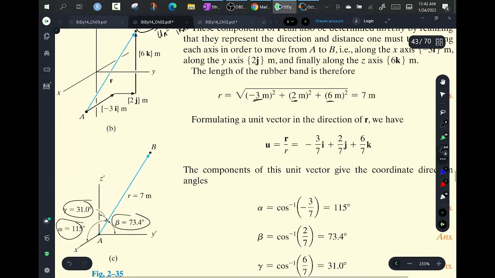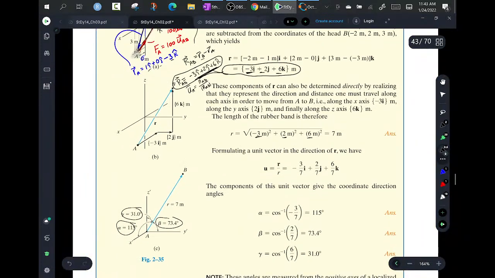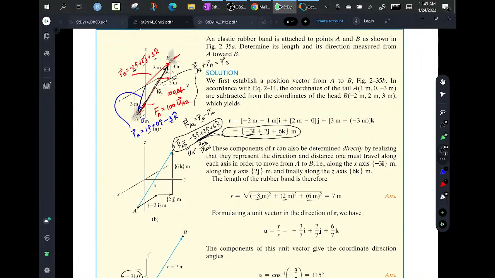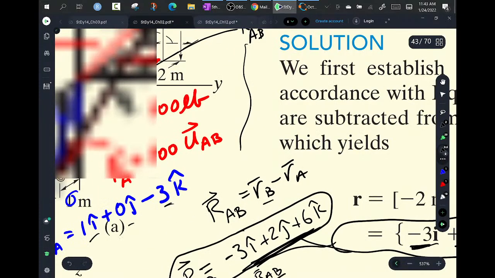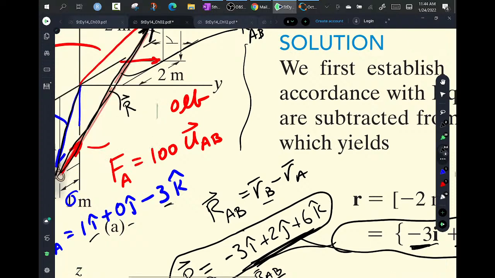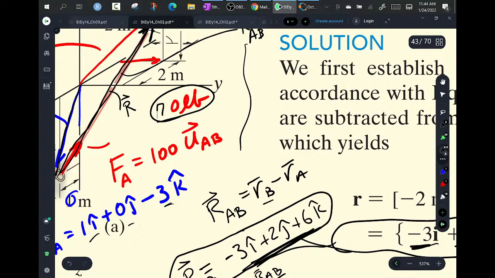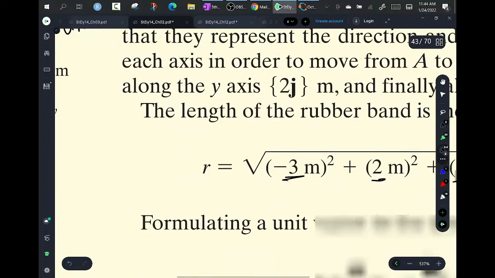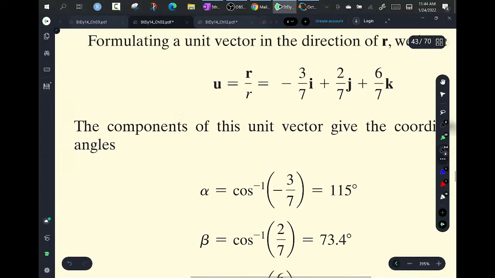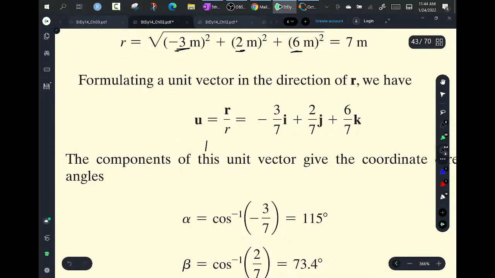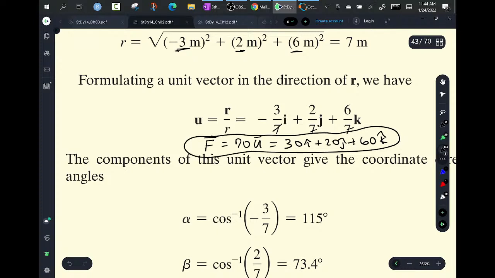But he doesn't go to the next step, and the next step is, what if that rubber band was a tension of, let's say, 70 pounds. This is what he does a lot of in the book. Okay, hang on. Let's say it's 70 pounds. So the tension in that rope or rubber band is 70 pounds. Well, then what is the vector? F is equal to 70 pounds times U. Well, the 7 and the 10 cancel, so it's equal to 30 i plus 20 j plus 60 k. And that's what he's doing most of the time. And he does this now.